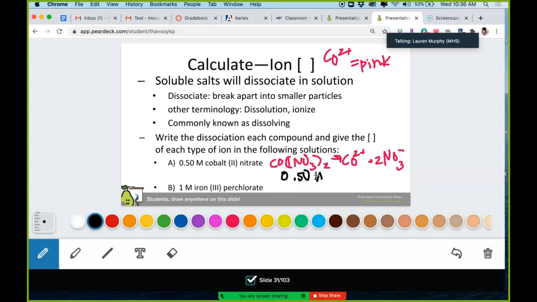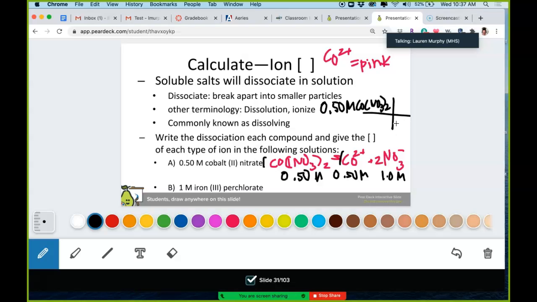So look, you have 0.5 molar of the cobalt 2 nitrate. So you can do this conceptually. For every 1 cobalt 2 nitrate, there's 1 cobalt ion. So it's 0.5 molar cobalt ion because they're in the same ratio. But the nitrate ion is double, so it's 1 molar of the nitrate ion, 2 times 0.5.